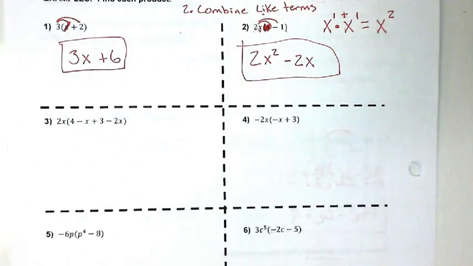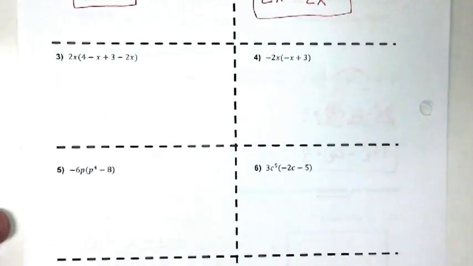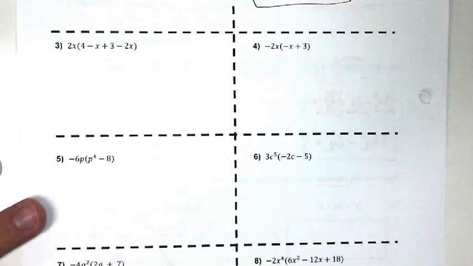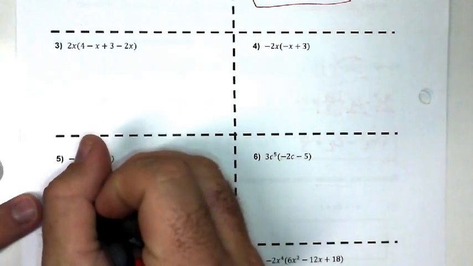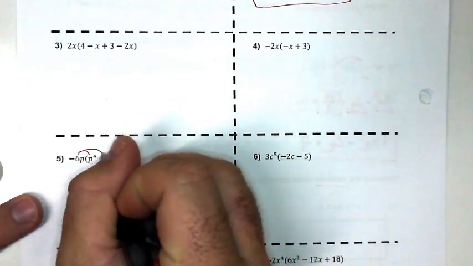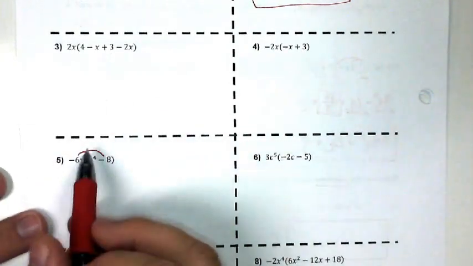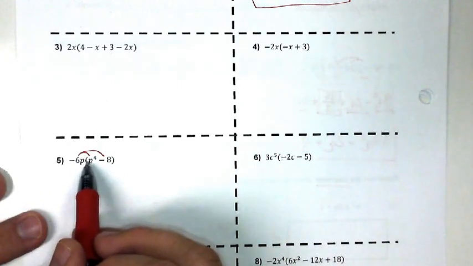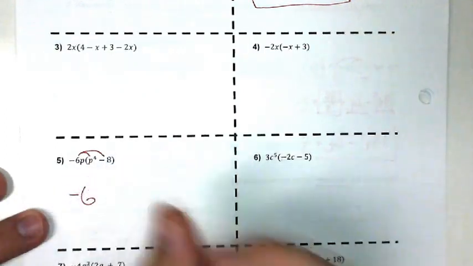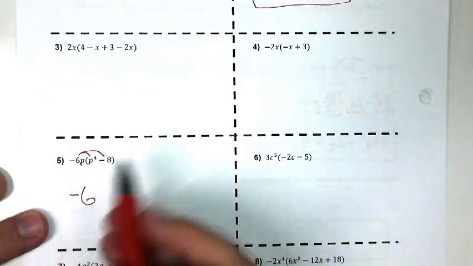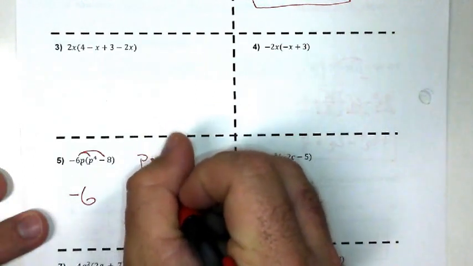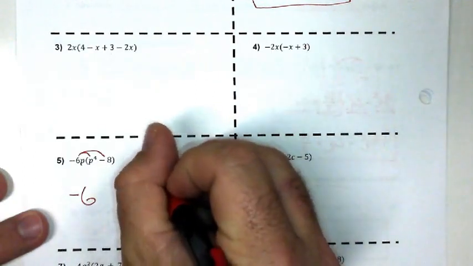All right, let's look at number 5. I'm going to distribute this monomial to this binomial because there are 2 terms within that parentheses. What do we take care of first? The numbers, okay? -6 times what is technically in front of that letter P? 1. So it's -6 times 1. -6, correct. I have P times P to the power of 4. That should look like this.